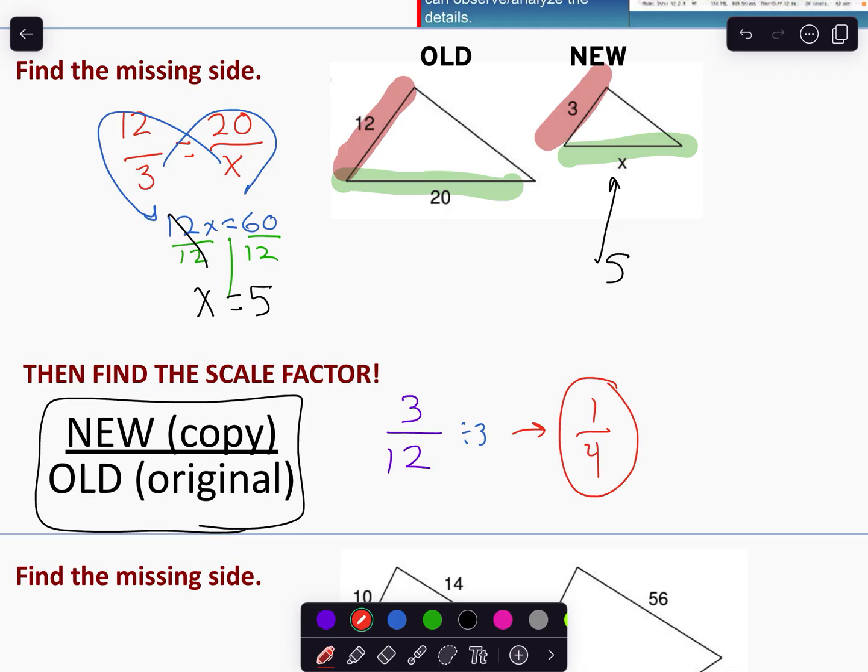This is smaller than 1, and that makes sense because I started with something big and it shrunk down, right, to something small. So since this is less than 1, that makes sense. I'm shrinking it down. It's like I'm multiplying each of these sides by 1/4. Or I could say I'm dividing each of them by 4. That's the same thing, right?